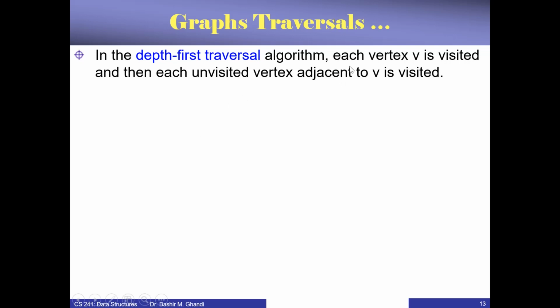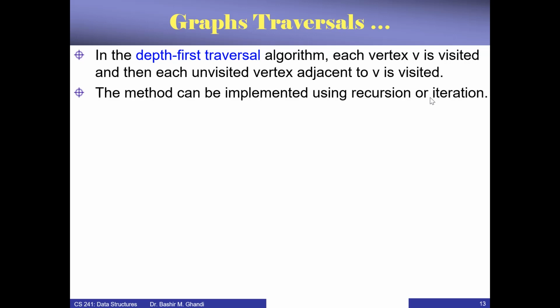The depth first traversal algorithm basically means that each vertex V is visited, and then each unvisited vertex that is adjacent to V is visited. If you repeat this recursively, you will find that you will visit all the vertices, in depth first order. This method can be implemented either using recursion, as we saw in trees, or with a loop with the help of a stack.